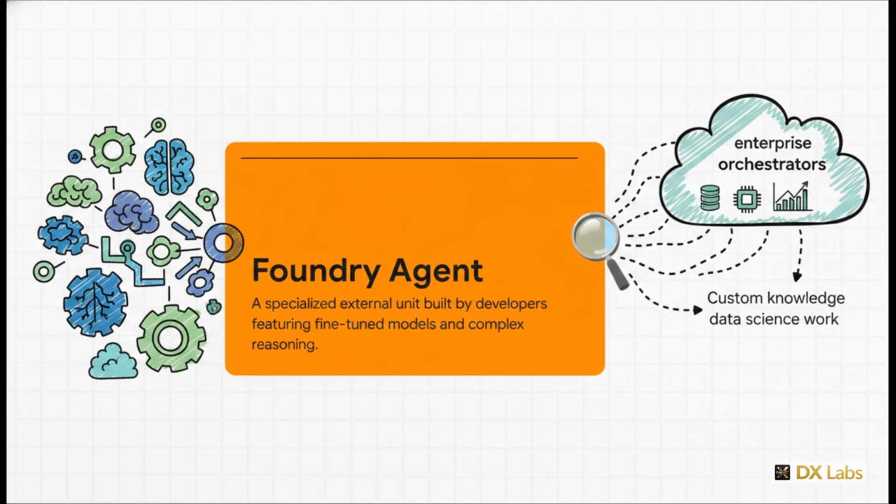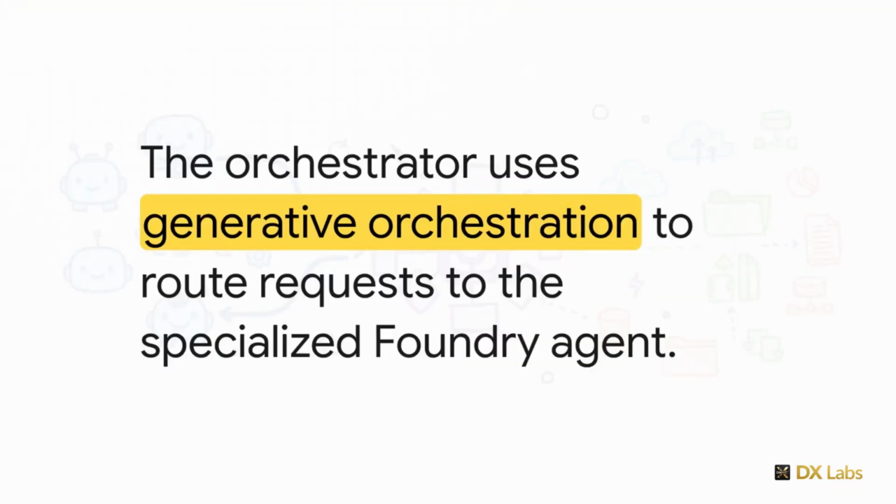So how does this data actually flow? The technical logic here is completely driven by generative orchestration. Look, from the orchestrator's perspective, the Foundry agent is really just a specialized external unit. Your Copilot orchestrator receives a prompt, uses generative routing to assess what's being asked, and then pushes it straight to the Foundry agent endpoint. The orchestrator invokes it exactly like any other connected unit, which is fantastic because it brilliantly maintains your modular system architecture.